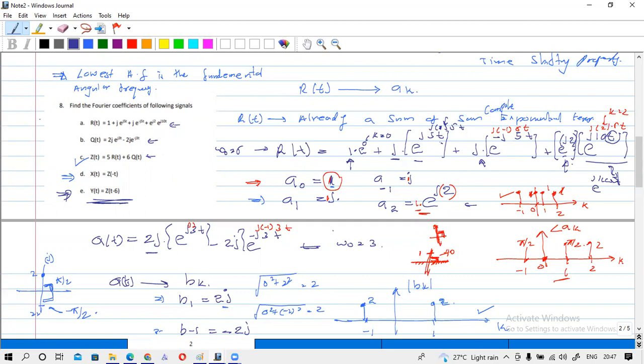So if you consider this signal r(t), what is the fundamental frequency here? We take omega naught as 5. So that is the fundamental frequency. And what is T naught? T naught is equal to 2π by omega.